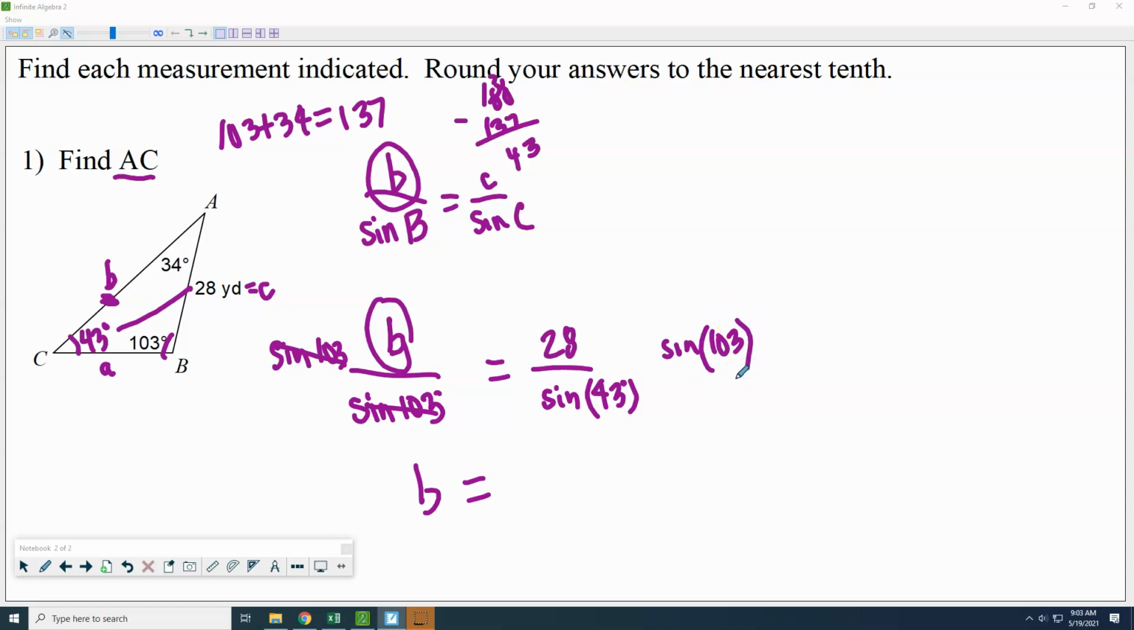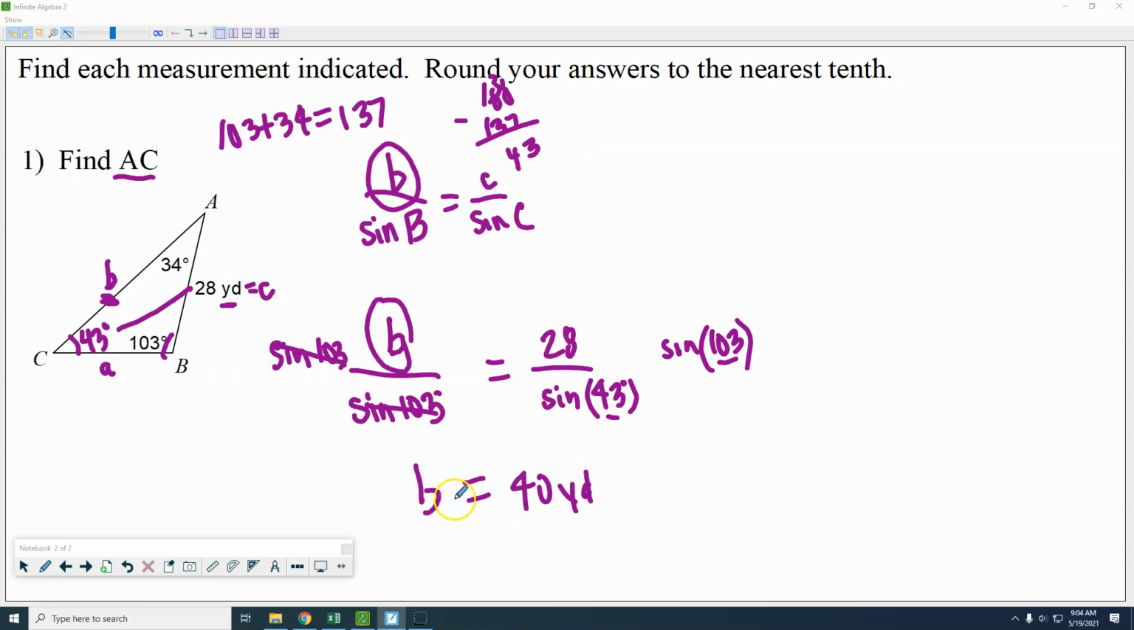Now, one important thing here is make sure, because these angles are given in degrees, you need to make sure your calculator is in degree mode before you do this. Now, I put this into my calculator, and it gives me that B is equal to 40 yards. Right, my side lengths are in yards.